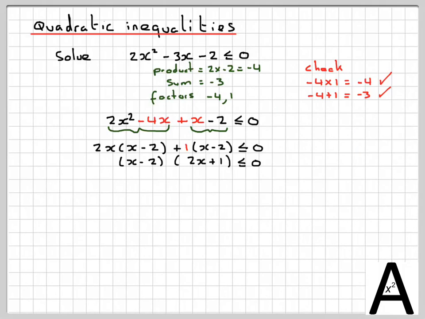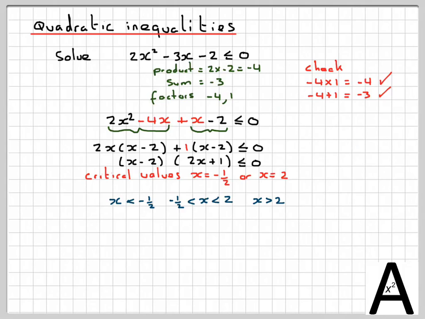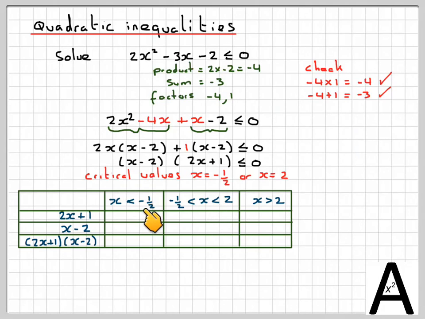Right. x is equal to 2 will make that 0, and x is equal to minus 1/2 will make that 0. These are called the critical values. This is what you must do first. Then you make a table. You take the lowest one, you do x less than the lowest one, so it's x less than minus 1/2, and then doing x between the two, minus 1/2 and 2, and then bigger than 2.